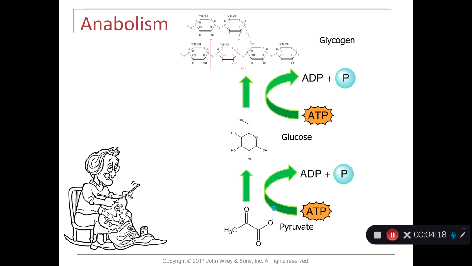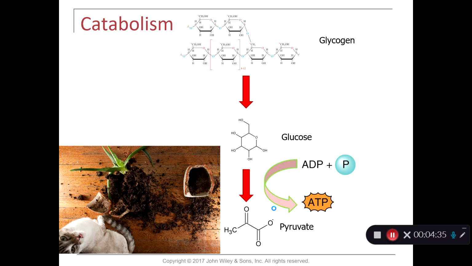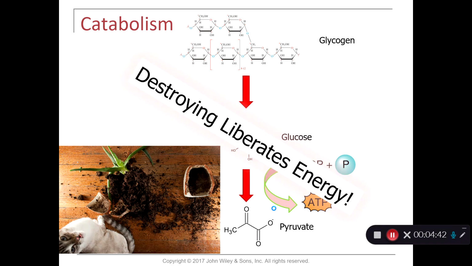So anabolism, again, is to build up, and it does require that dephosphorylation. So creating requires energy. Sweet little Aunt Anna needs her cup of joe. She needs her cookies and crumpets and all that wonderful deliciousness. A mean old cat releases energy. All that work can be broken down just to release that energy. Destroying liberates energy. So if you want to rephosphorylate that ADP into ATP, you've got to get some energy from somewhere, and breaking glucose down into pyruvate is one of those things.